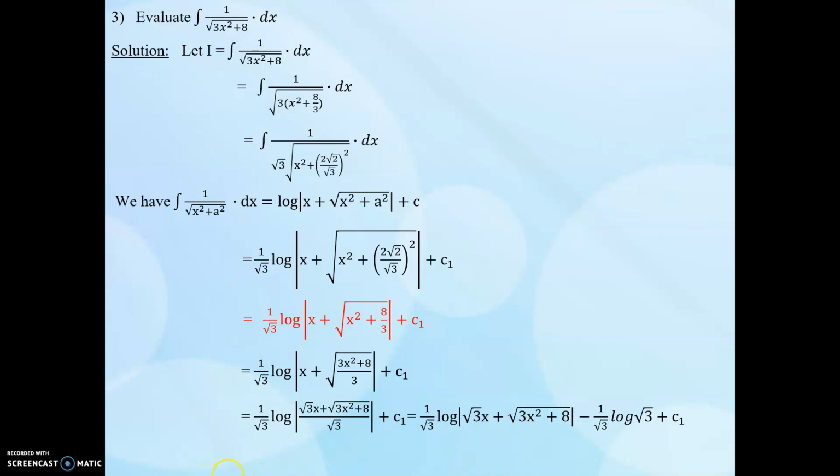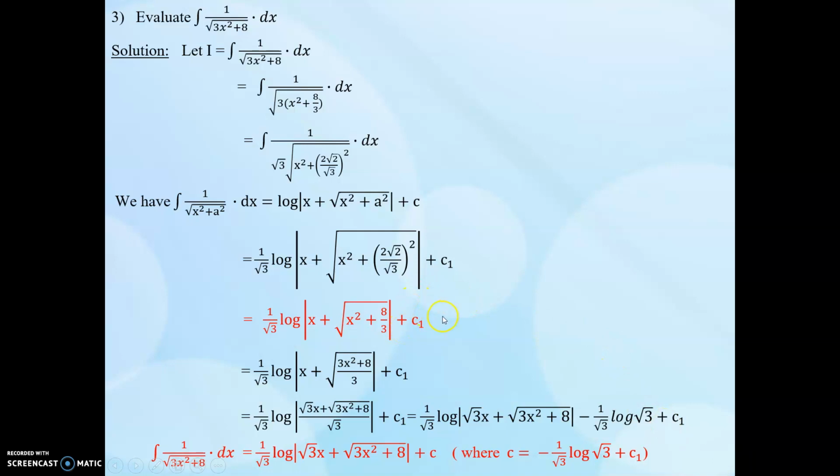That is 1 upon 3 log mod root 3x plus root of 3x square plus 8 upon root 3 plus c1. Can take this, this is log a upon log b format. If you want you can take this one outside. So you will get like this. So in the next step you can convert this into 1 upon root 3 log mod root 3x plus root of 3x square plus 8 plus c.